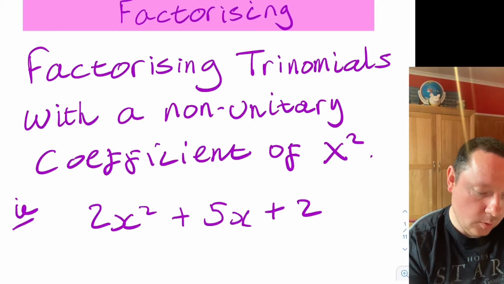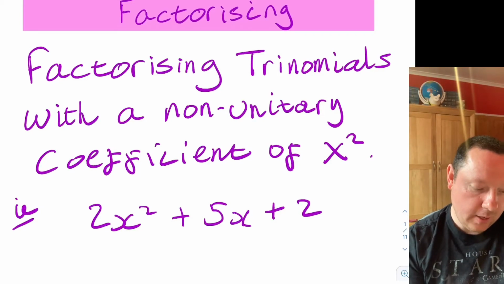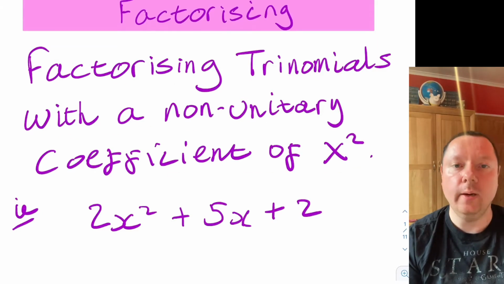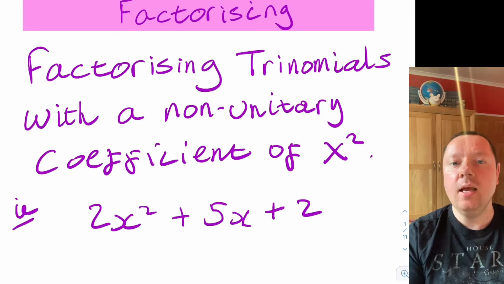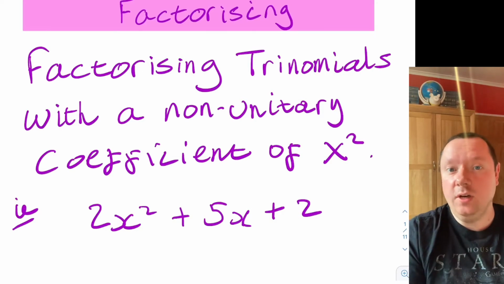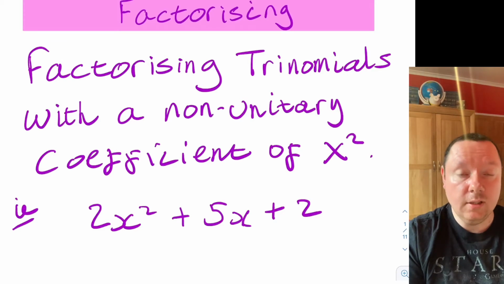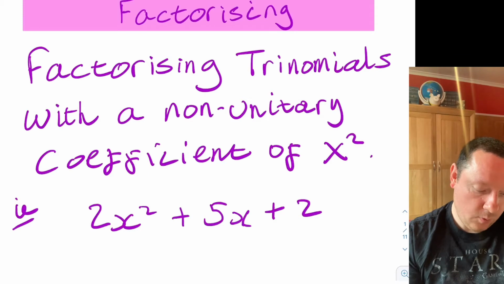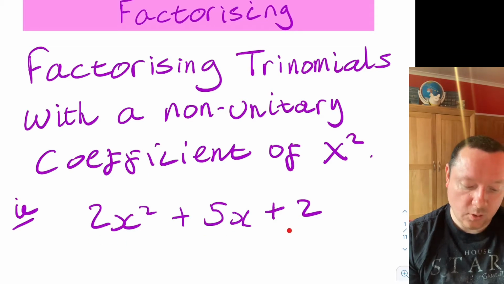Today we are going to be looking at factorising again, factorising trinomials with a non-unitary coefficient of x squared. What that means in practice is just a number in front of the x squared term. So it could be 2, 3, 5, 7, minus 1 even, minus 2, anything which isn't just x squared. So for example, 2x squared plus 5x plus 2.